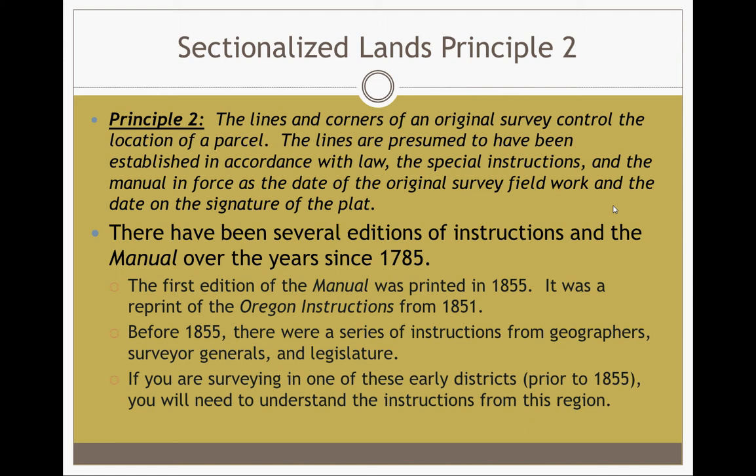Now, there have been several editions of instructions and the manual over the years since 1785. Really, before 1855, there was no edition. It was just instructions. And so the first manual was printed in 1855. It was a reprint of what we call the Oregon instructions from 1851. Before this time, there were just instructions from geographers, surveyor generals, and legislature. There really wasn't an individual who was in the field who actually saw the best way to survey these things that could then communicate it to the public. So if you're surveying one of these early districts, including Mississippi, sadly, you'll need to understand the specific instructions from that region.